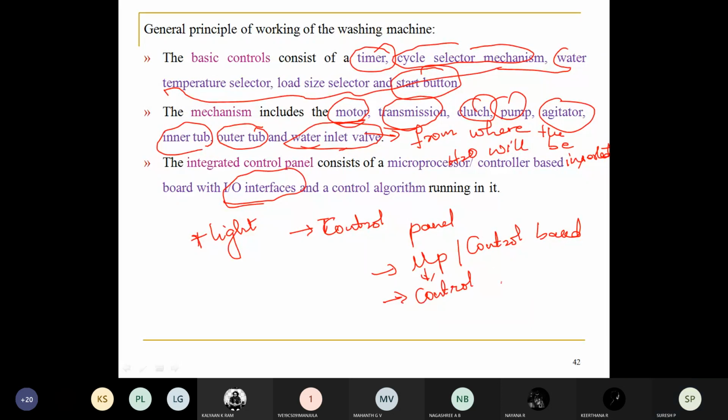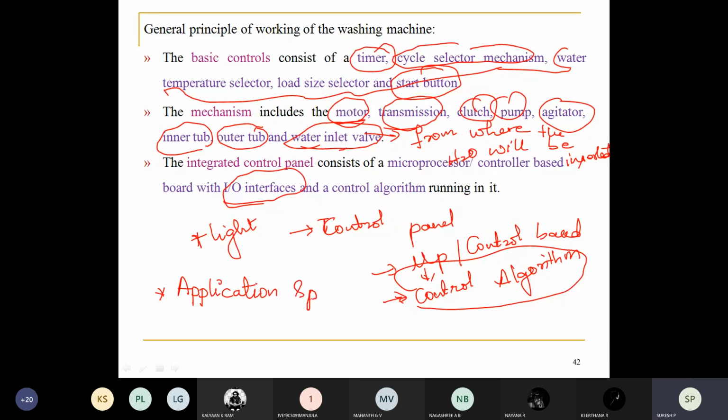That means it will select, for lightweight cloths, how much time it has to run, for medium weight cloth how much time it has to run, for heavyweight cloths how much time it has to run, and how much water has to be drawn for that particular type of cloth. All things will be taken care of by your control algorithm. So this is the typical working of an application specific embedded system.